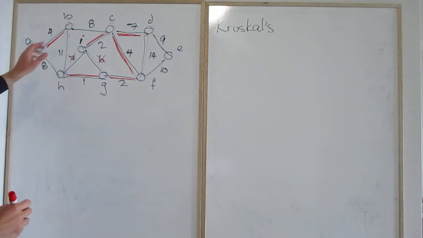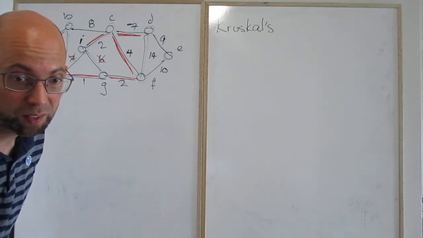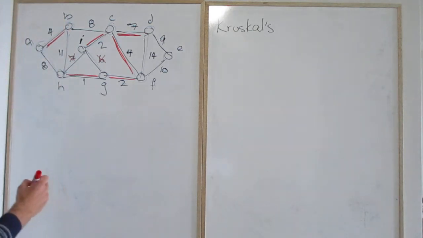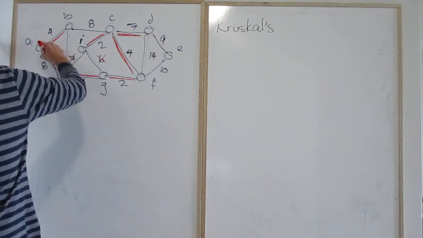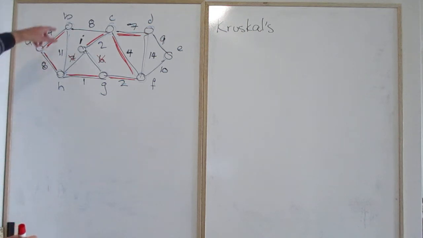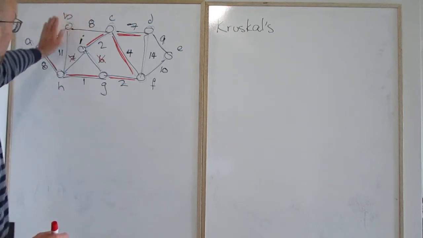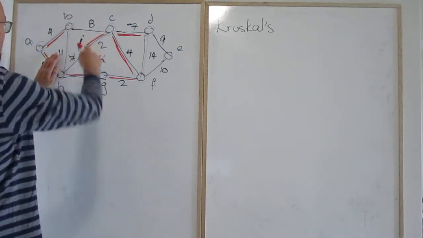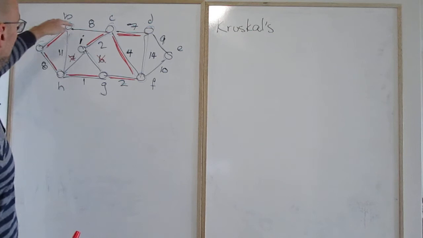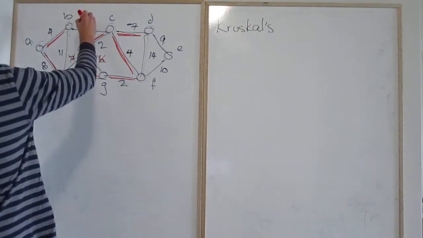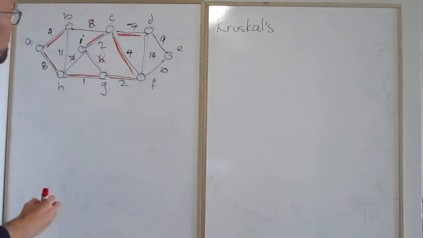Now there are two with weight 8. Which one do we want? A to H. Okay. Does it create a cycle? No. So now the next one is B to C. If we hadn't done that, we could add it because it wouldn't create a cycle. But since we have this, if we add this edge, it creates this cycle. So we can't add it. Okay? I should have written Kruskal's over here.